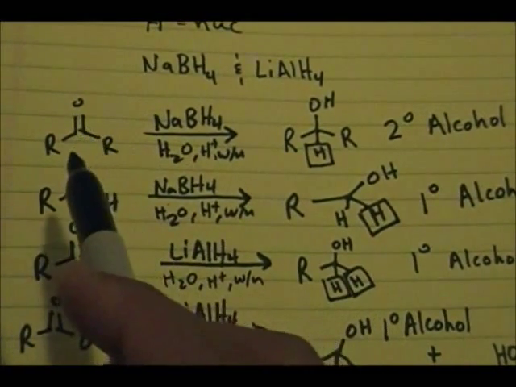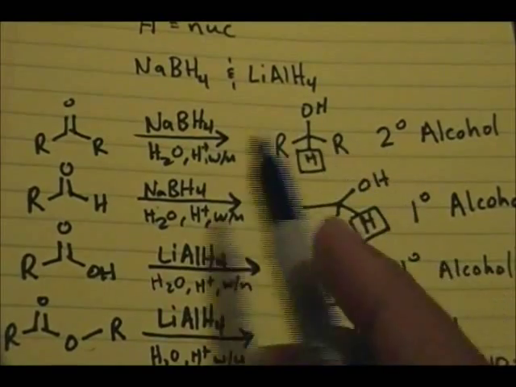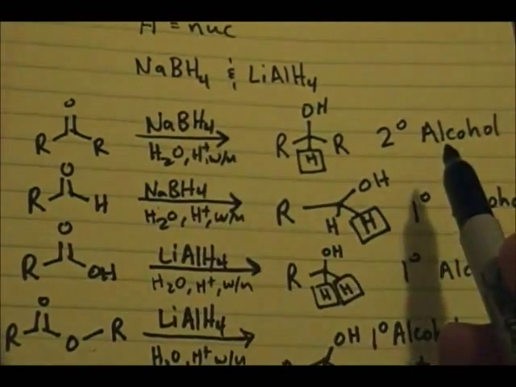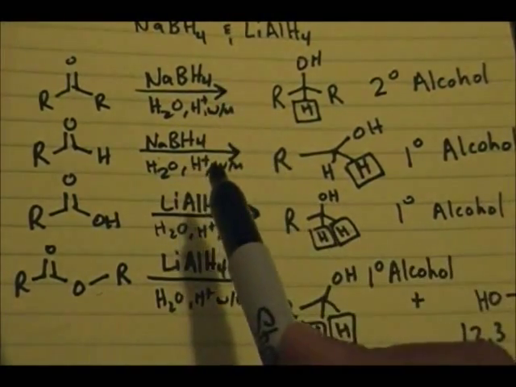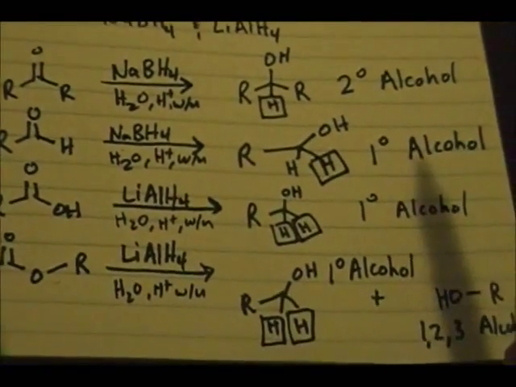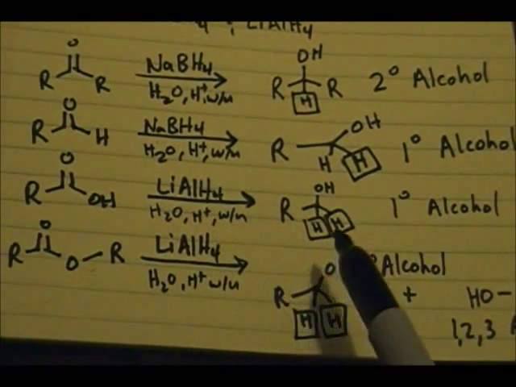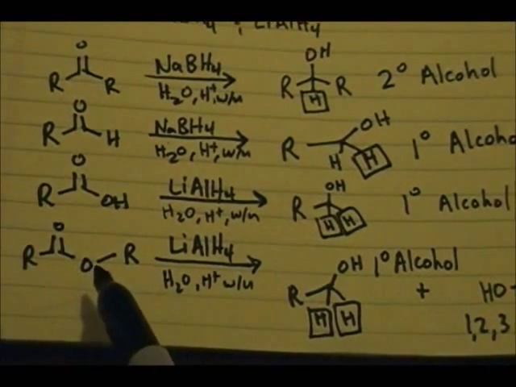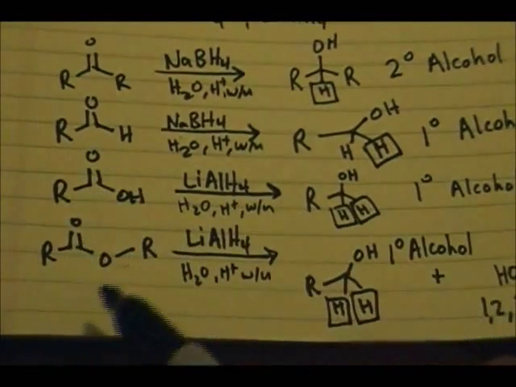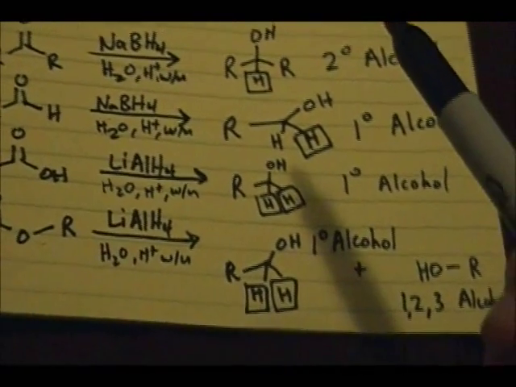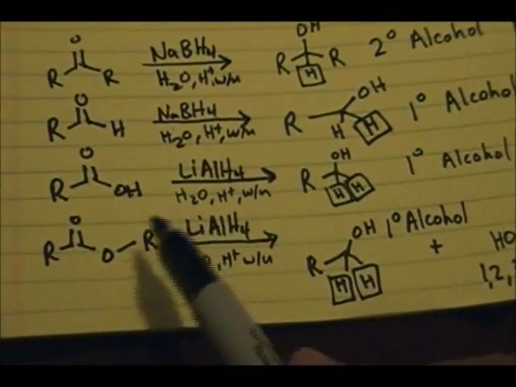So if you have a ketone using sodium borohydride, you get a secondary alcohol. Even if you use lithium aluminum hydride, you get a secondary alcohol. Again, aldehyde, you use sodium borohydride or lithium aluminum hydride, you'll get a primary alcohol. Okay, carboxylic acid with lithium aluminum hydride gives you the primary alcohol. And ester with lithium aluminum hydride gives you a primary alcohol based on this aspect of the molecule, and also it could give you either a primary, secondary, or tertiary alcohol. All depends on what this R group is attached to.